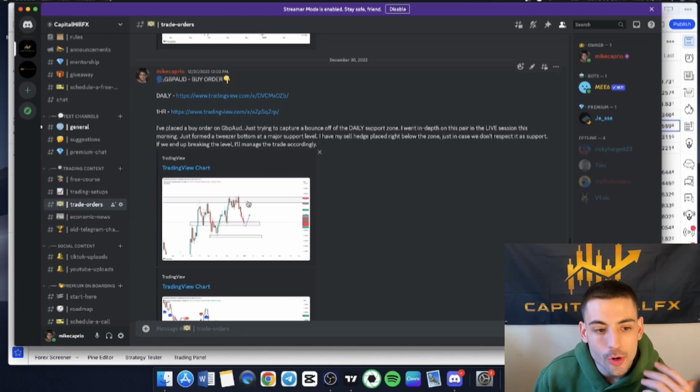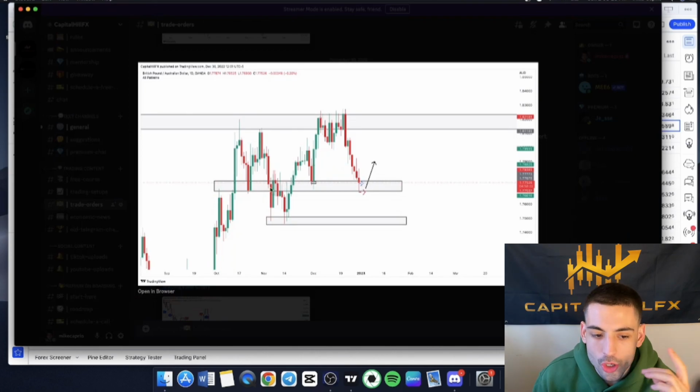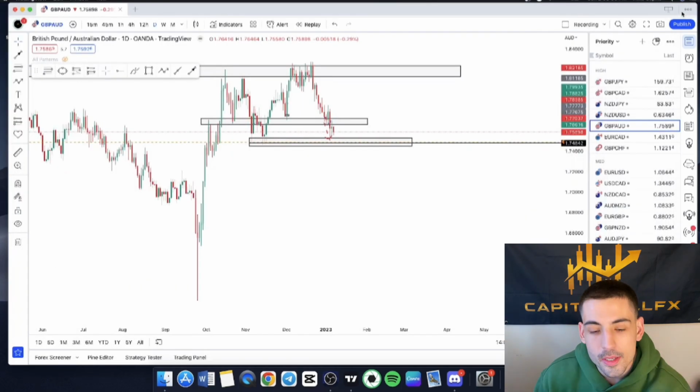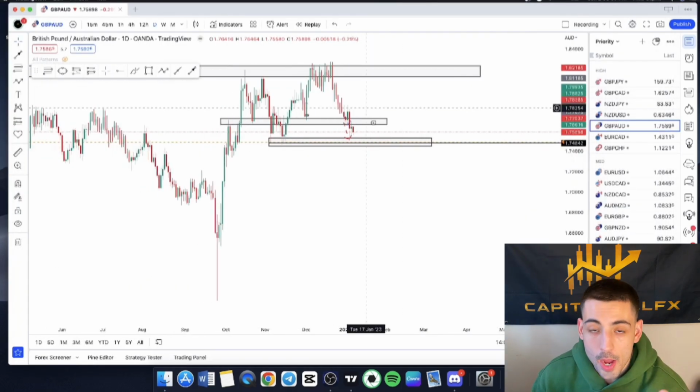I placed a buy order on GBP AUD. It was just a bounce off of a 12-hour / 4-hour zone. Price came into this zone, and I was just looking for price to bounce towards the upside because that's what happens at support zones. We bounce at support, and we bounce at resistance.